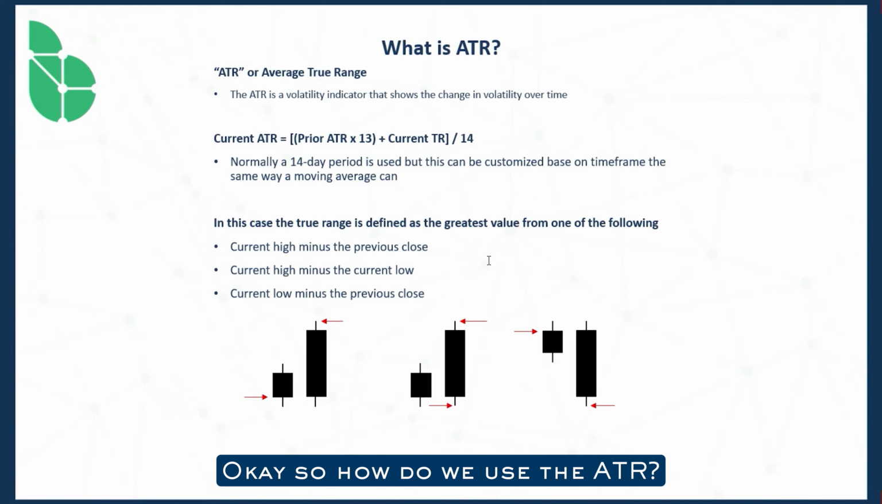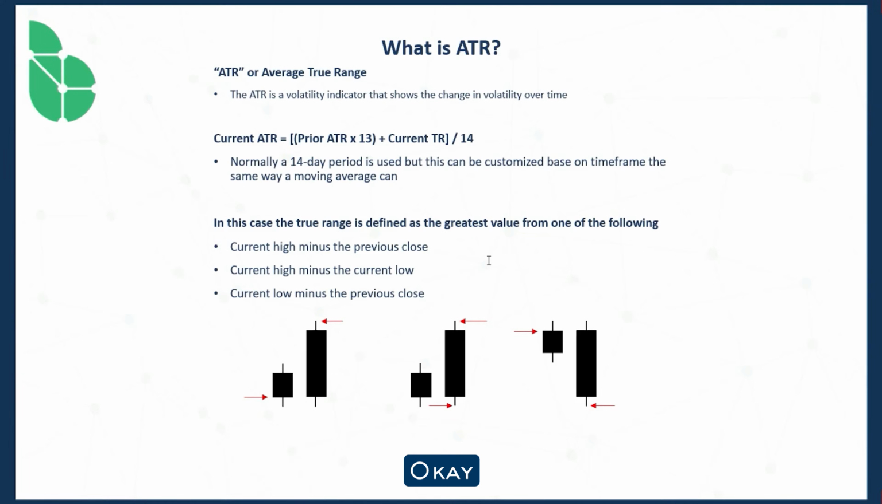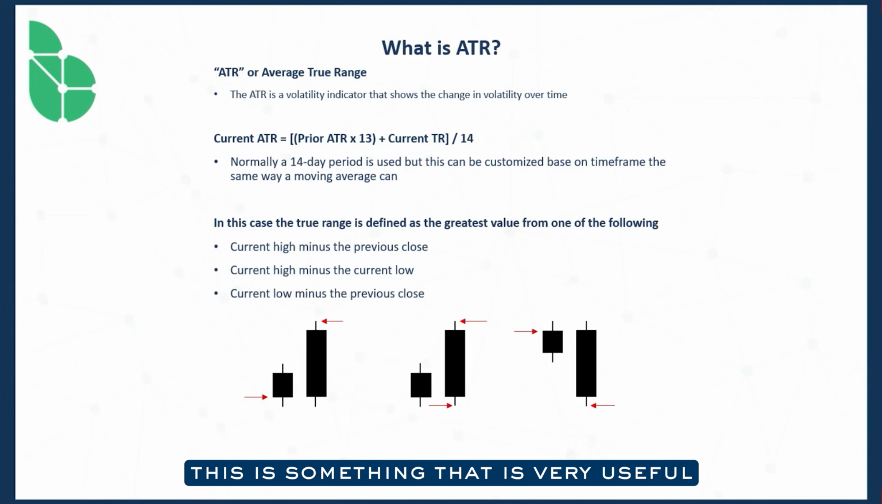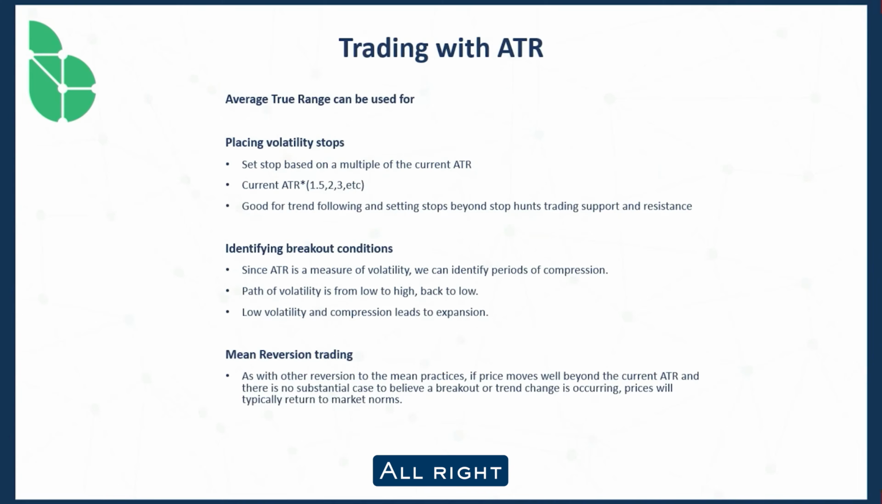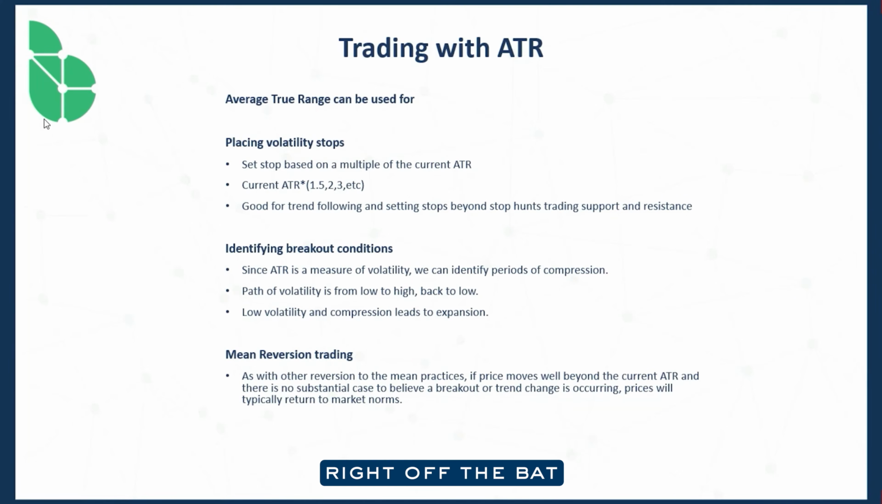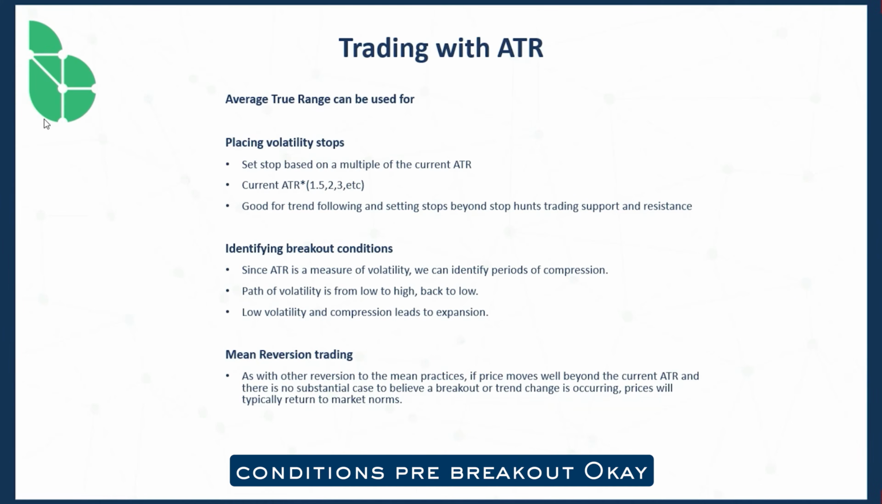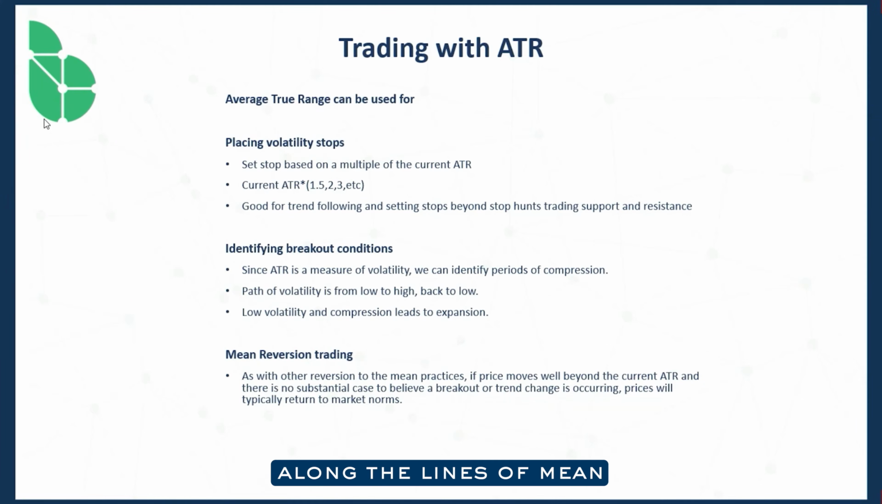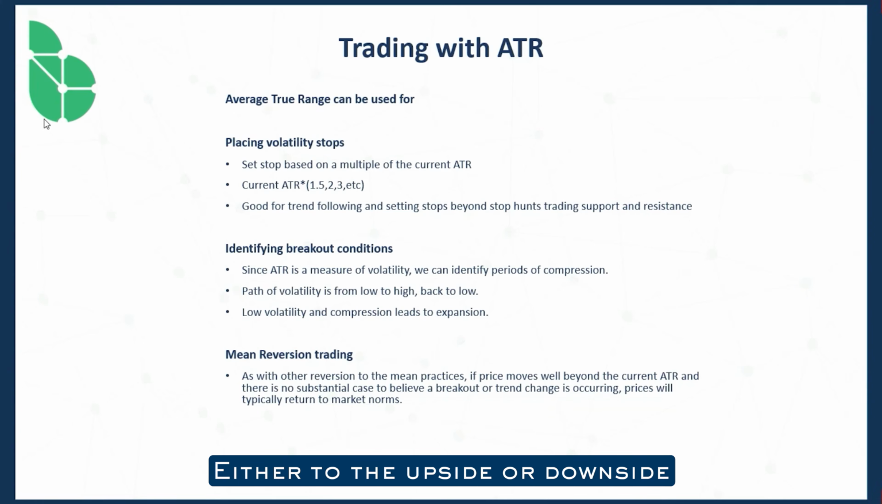So how do we use the ATR? This is something that is very useful for multiple reasons. There are 3 things that we can do with ATR right off the bat. We could use it to place volatility stops, we can use it to identify conditions pre-breakout, and we can use it for mean reversion trading. Along the lines of mean reversion trading, we could also use it to identify potential exhaustion, either to the upside or downside.